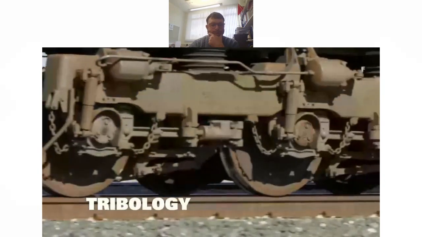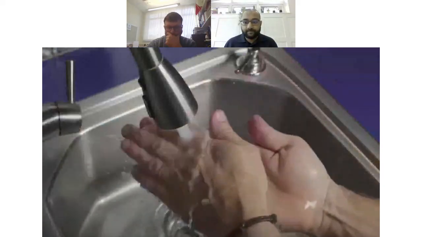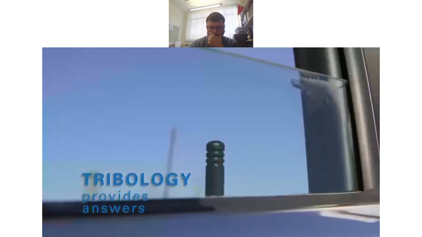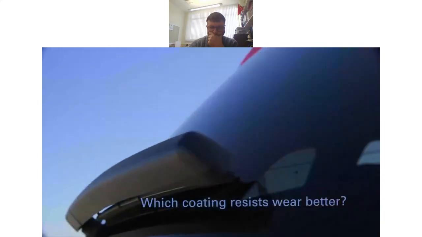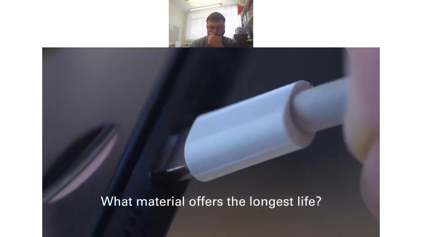Tribology is everywhere, all around us. The science of friction, lubrication, and wear provides answers to everyday questions. Which rubber grips the road better? Which coating resists wear better? What material offers the longest life?